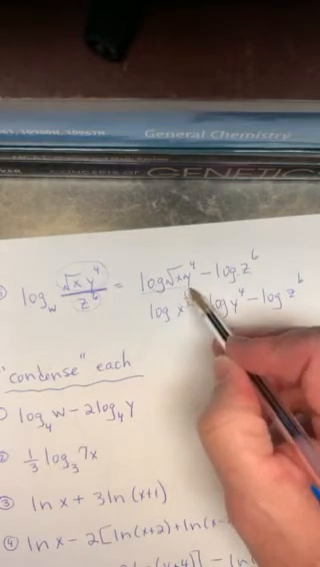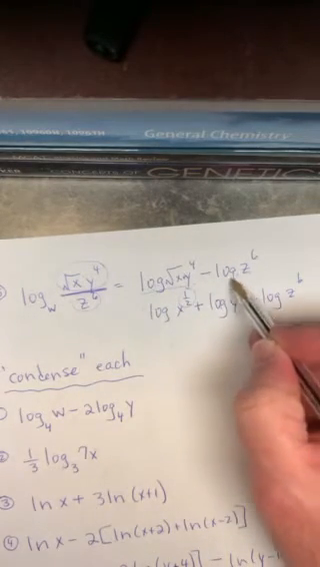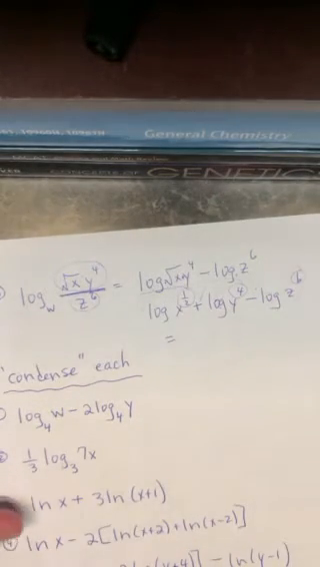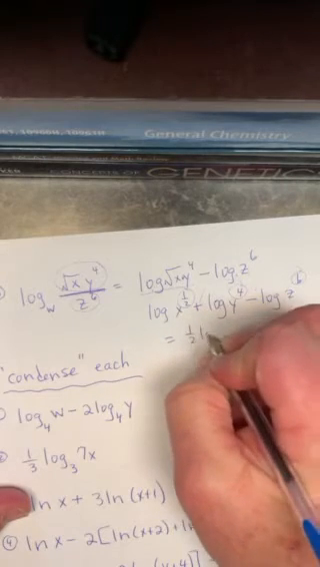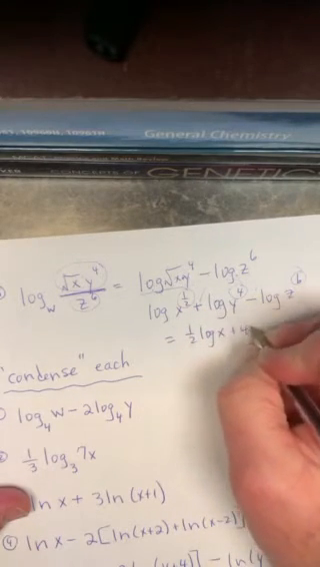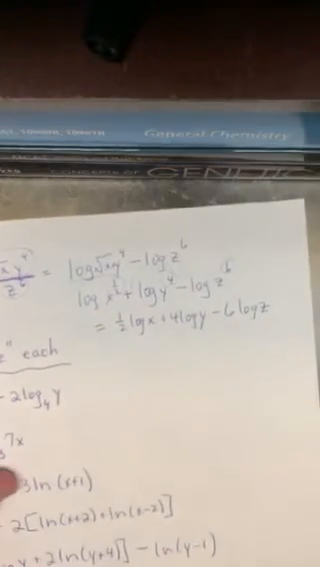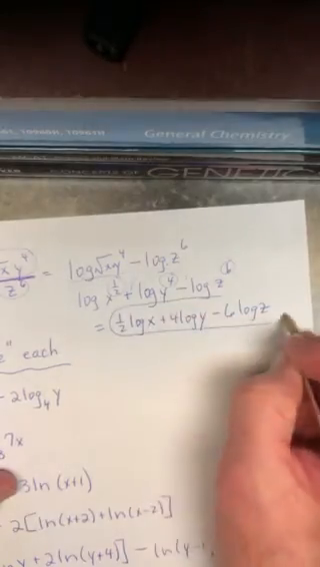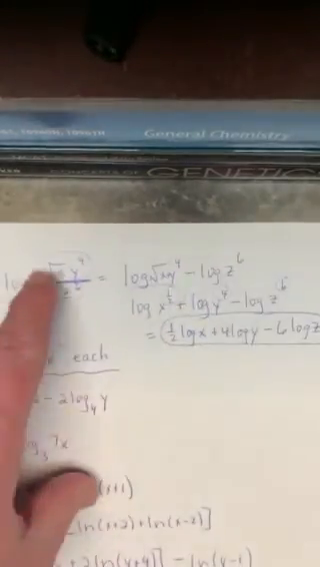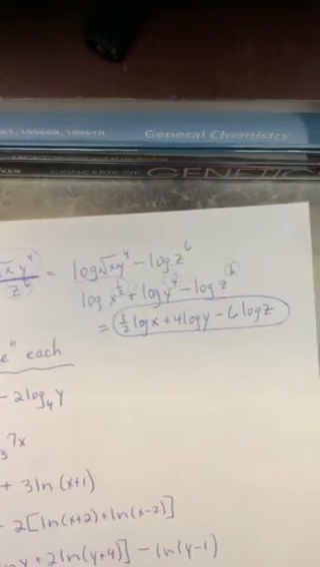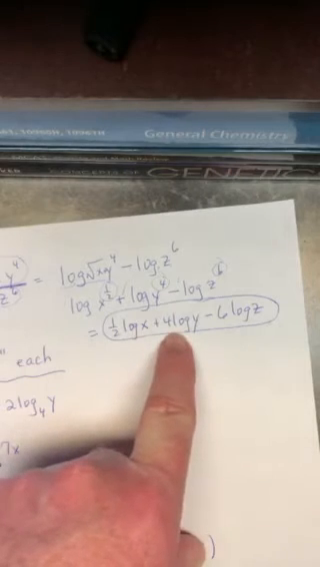And then that exponent goes to the front. This power goes to the front. This power goes to the front. So it looks like my final answer is going to be 1/2 log of x plus 4 log y minus 6 log z. Wow. And that is me expanding that initial logarithm question. Okay? So log w radical x y to the 4th over z to the 6th ends up getting expanded and looking like that. They both mean the same thing.